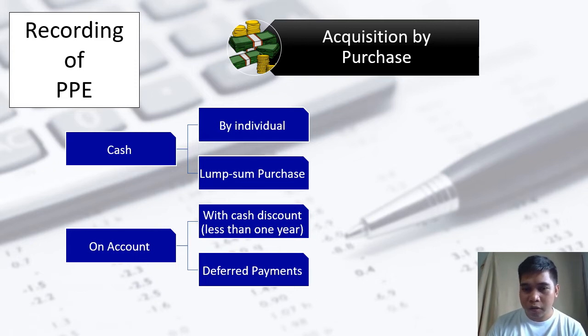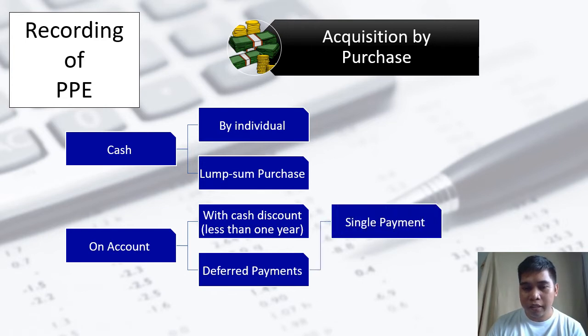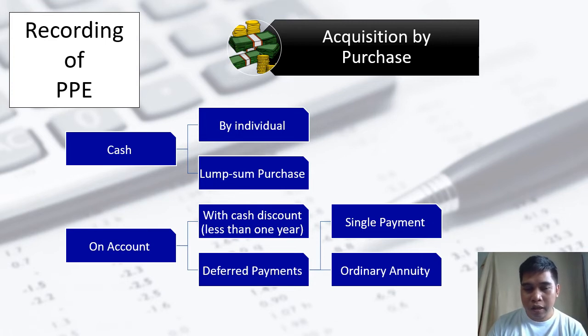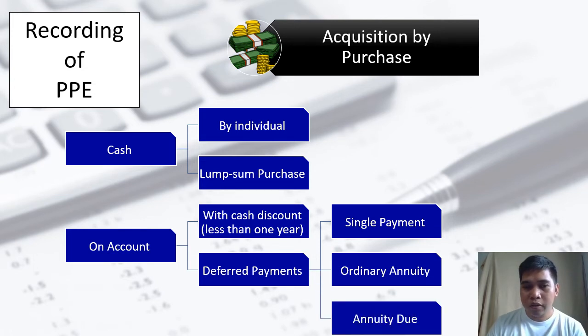So, meron tayong tatlong consideration. First, if it will be paid all at once, pero after 1 year pa. Ang tawag po natin doon ay purchase on account, under deferred payments, then single payment. Then, pwede rin naman siyang to be paid by installments, pero yung first installment ay babayaran after 1 year pa, or after 1 period. Ang tawag naman doon ay ordinary annuity. Kapag purchase on account naman, deferred payment, pero magbabayad ka na at the time of purchase, may down payment, and parehas lang naman yung value niya sa next payment mo, ang gagamitin naman po natin doon ay annuity due. Ngayon, ang focus muna natin is yung purchase ng cash by individual and lump sum purchase.